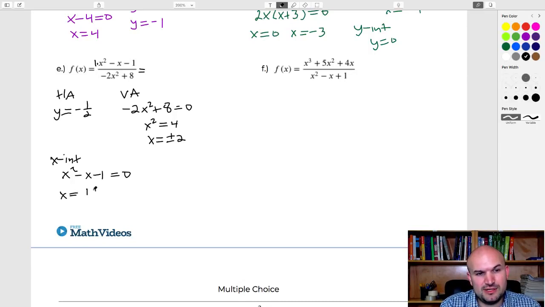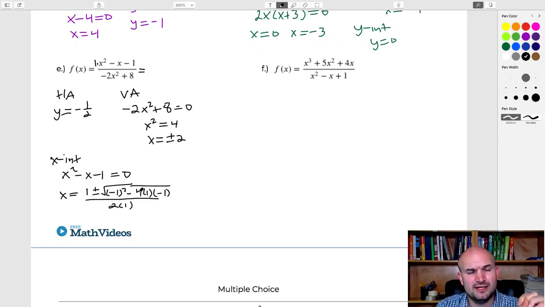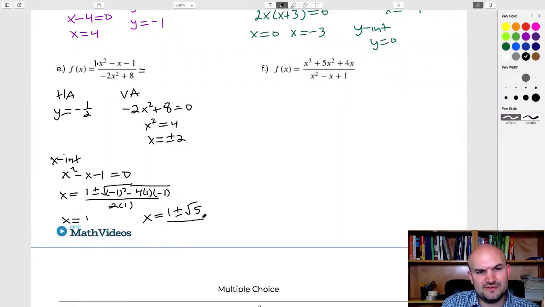So that's going to be 1 plus or minus the square root of negative 1 squared minus 4 times a times negative 1, all over 2 times a. I think, is this the same one I did in class? So negative 1 squared is 1, minus 4, yeah, it's the same. It's not the same problem, but I did the same thing as class. So for all my students, you luck out. So let's put the answer here. So x equals 1 plus or minus the square root of 5, divided by 2.